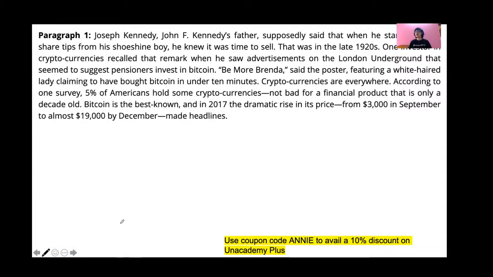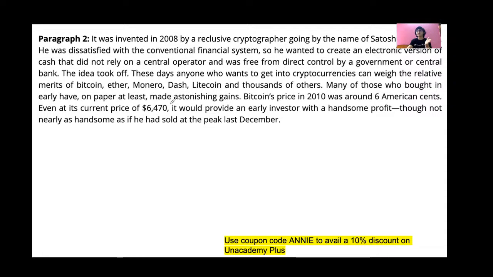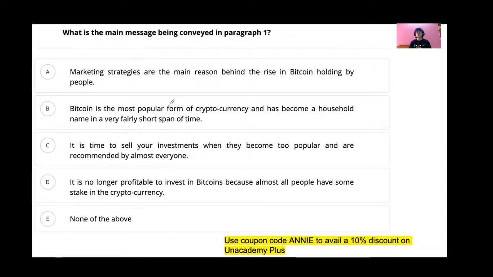Okay, let's solve this question. The first question is on the first paragraph. At first we will go to the questions, because this is a long paragraph. Paragraph 1, paragraph 2, paragraph 3, long RC. We will first see the questions.